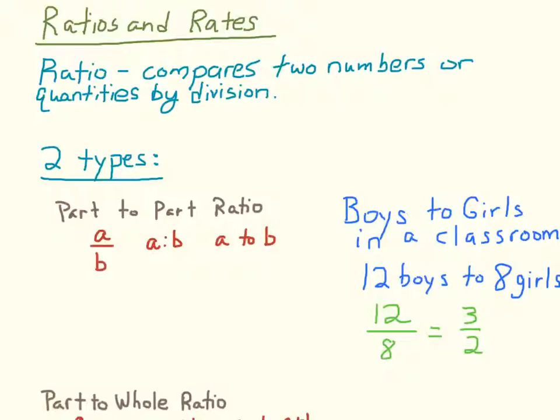So you don't actually use units, but I will just in this case, just to illustrate what that 3-to-2 means. That means there's 3 boys for every 2 girls in that classroom. So you could write that as 3-to-2. You could use a colon, or you could use the word "to". So there's 3 ways you could write that part-to-part ratio.